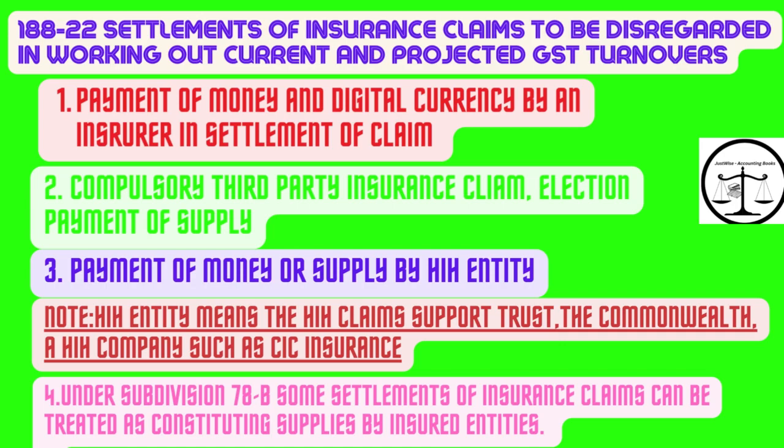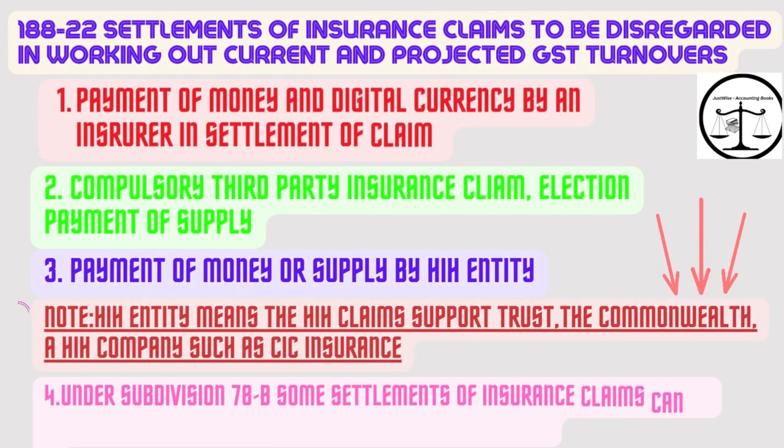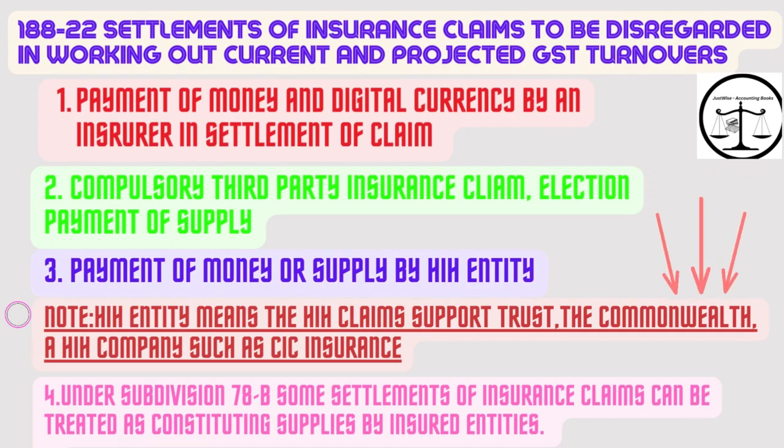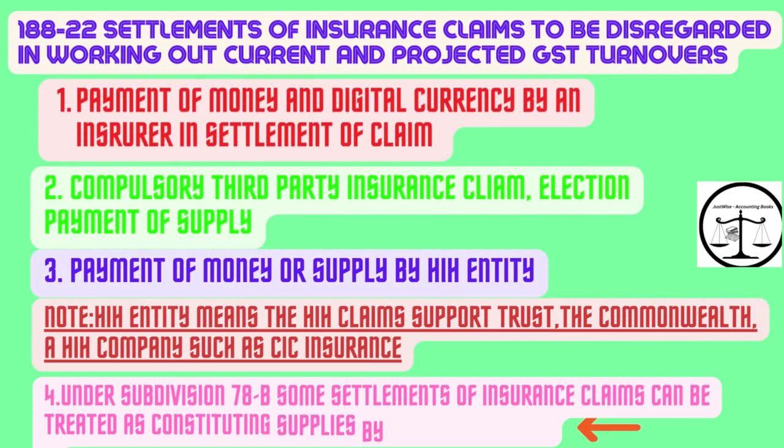3. Payment of money or supply by an HIH rescue entity. Friends, an HIH entity means the HIH Claims Support Trust, the Commonwealth, or an HIH company such as CIC Insurance. All these settlements of insurance claims are to be disregarded for working out current and projected GST turnovers. Under Subdivision 78-B, some settlements of insurance claims can be treated as constituting supplies by insured entities.